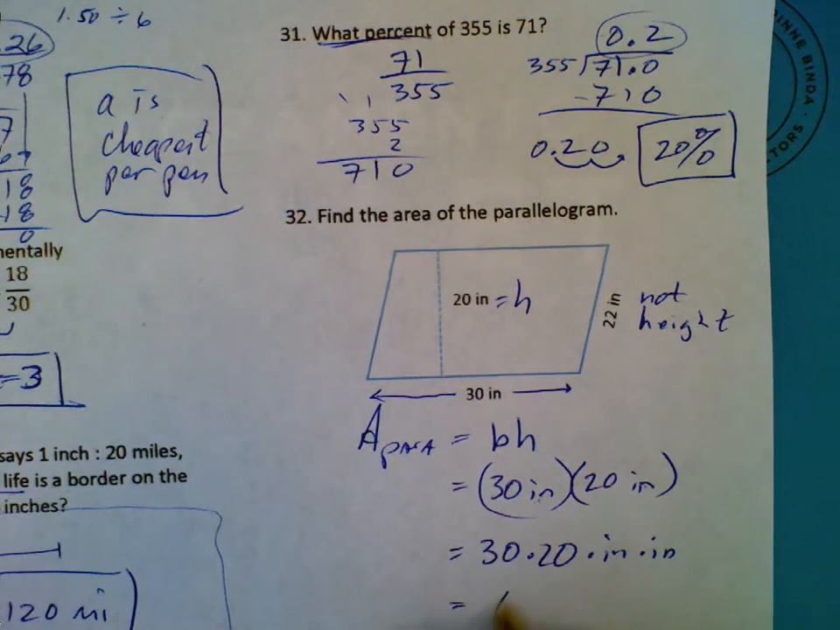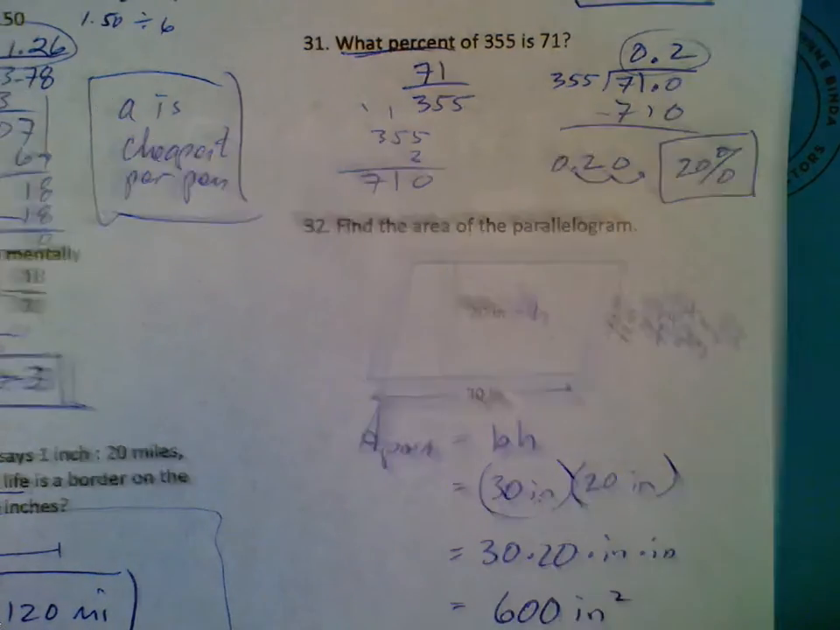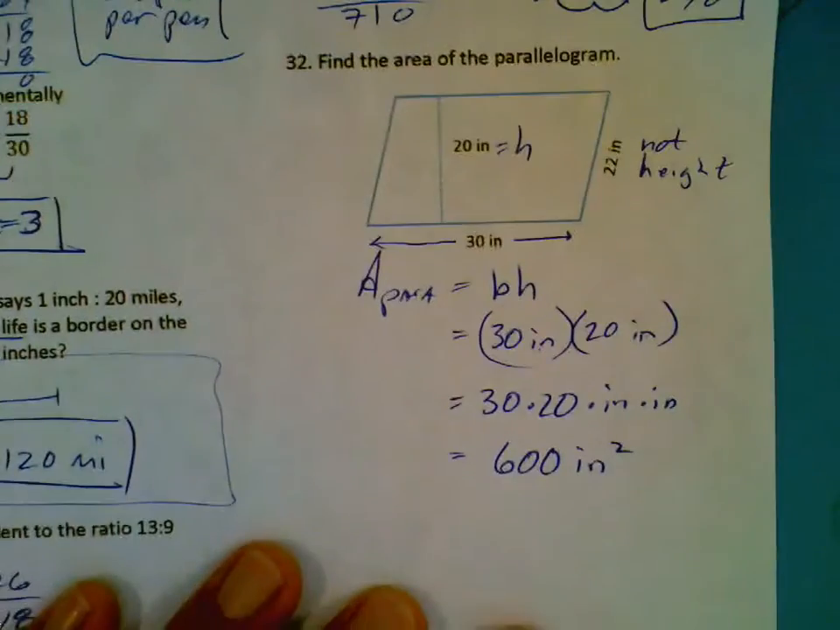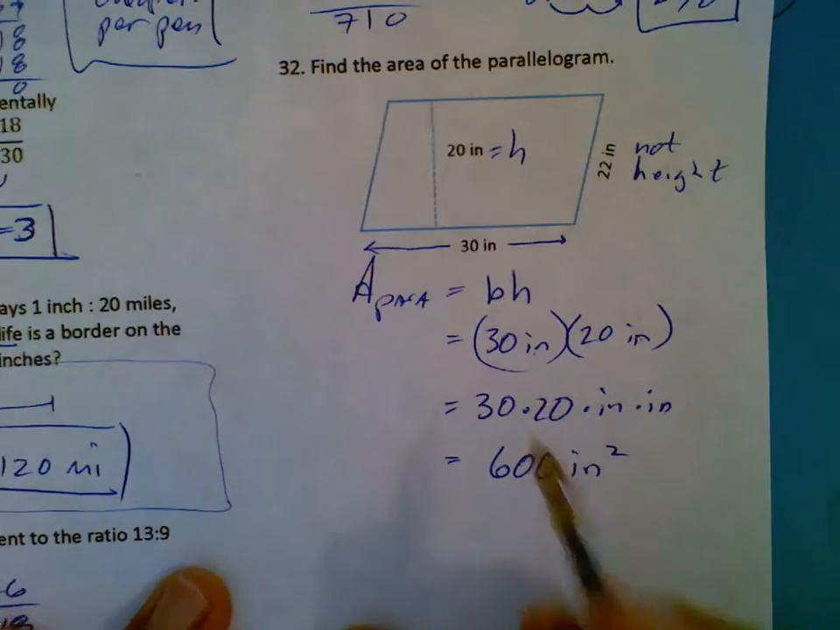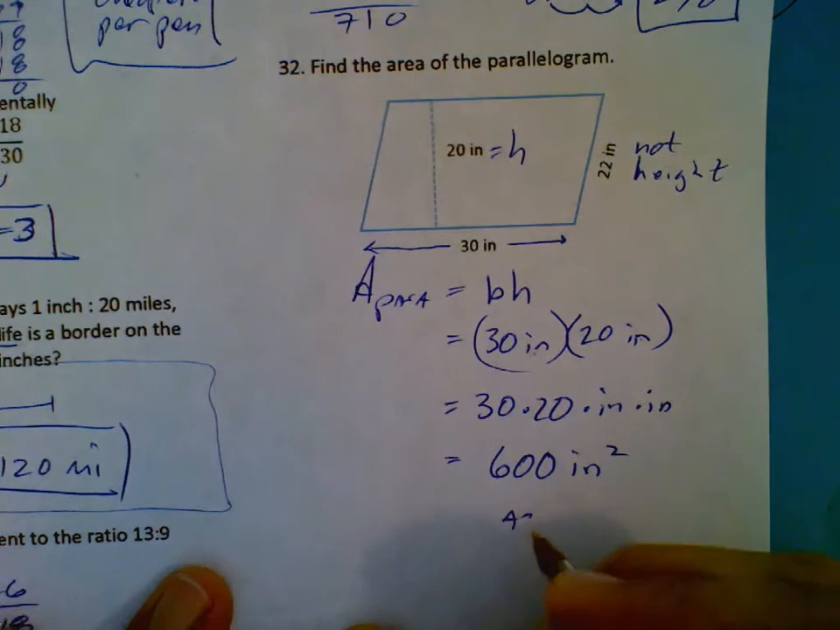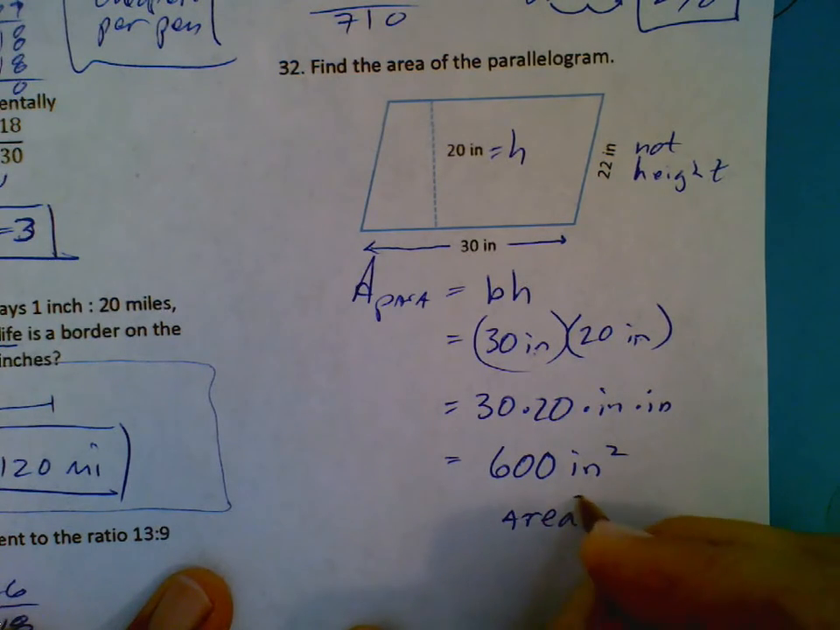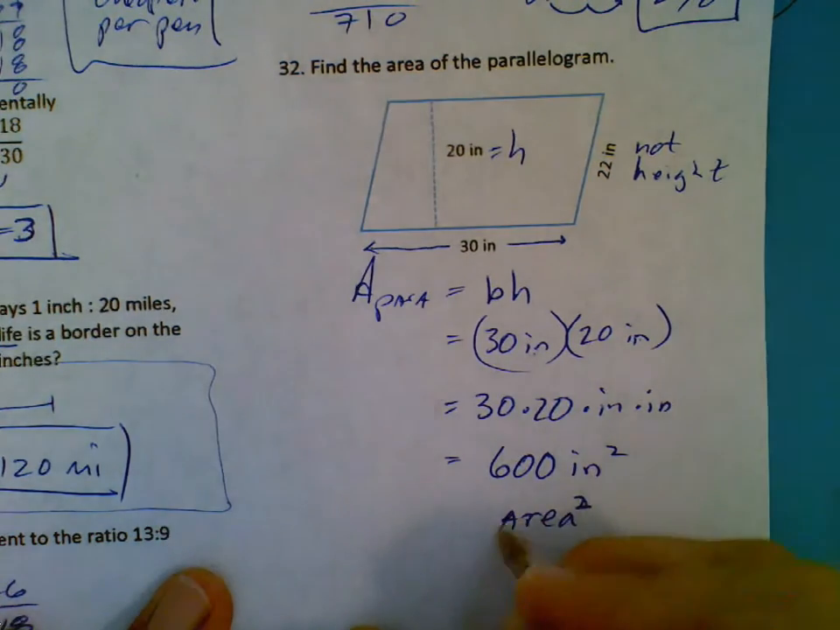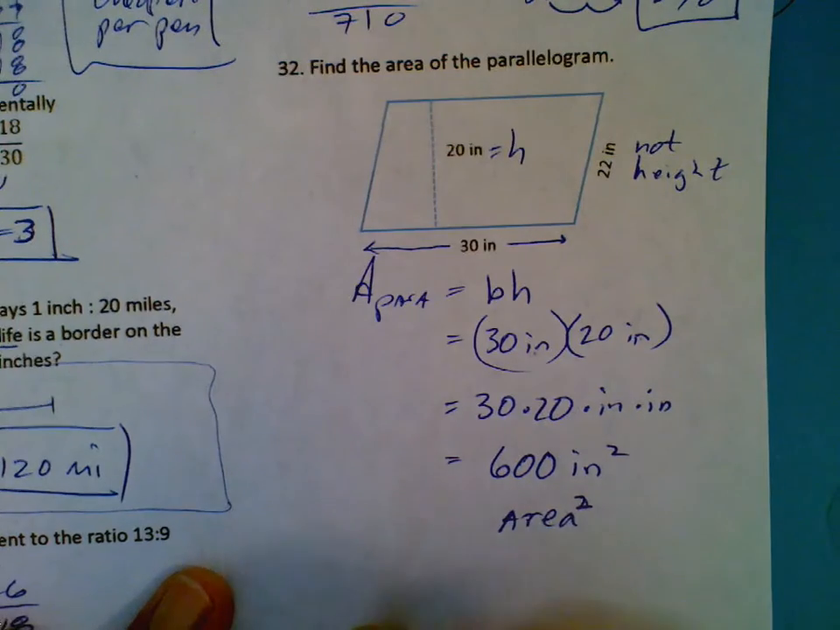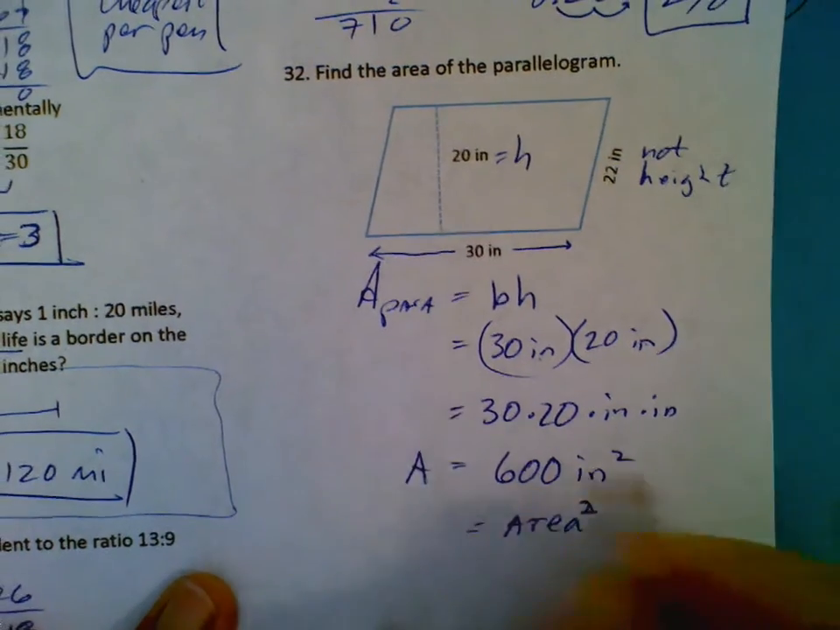So 30 times 20 is 600. Inches times inches is inches squared. And that makes sense because we're asked to find area. Remember, area is always a square measure. In this case, I'm measuring in inches squared. So the area is 600 inches squared.